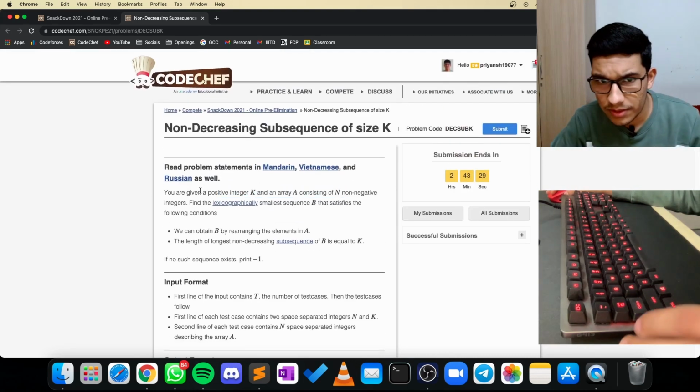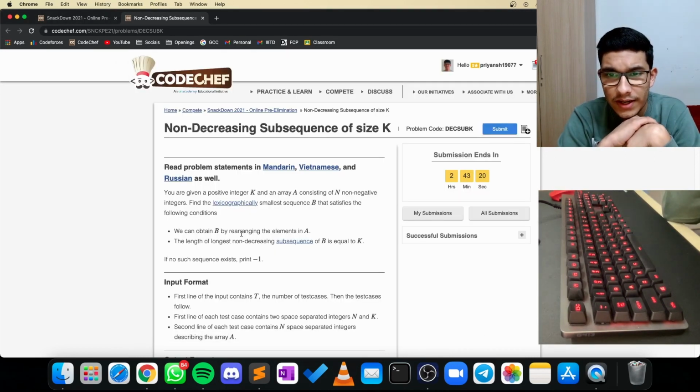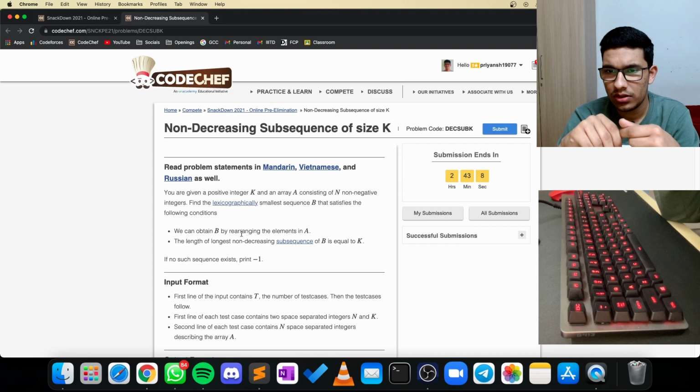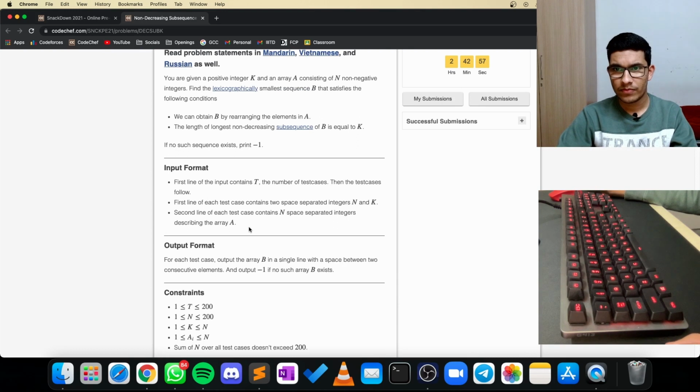Okay, let me just read the problem statement once again. You're given a positive integer k and an array A consisting of n non-negative integers. Find the lexicographically smallest subsequence. Oh, we have to find the lexicographically smallest. I see. So why not just sort this array A first of all? That satisfies the following conditions. We can obtain B by rearranging the elements in A. I am not sure what this means here.